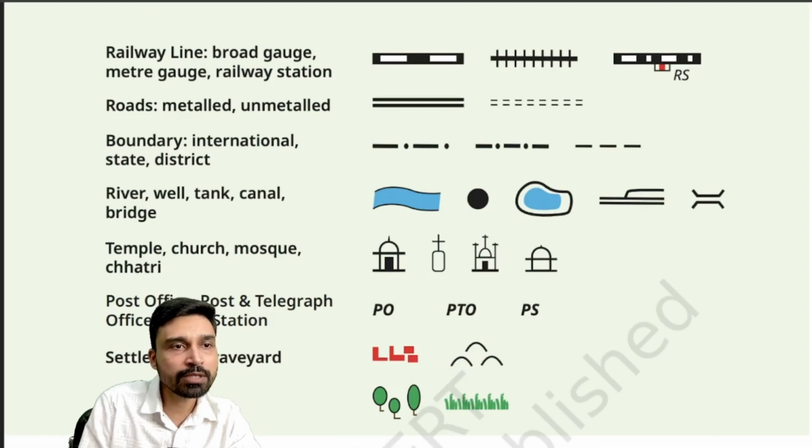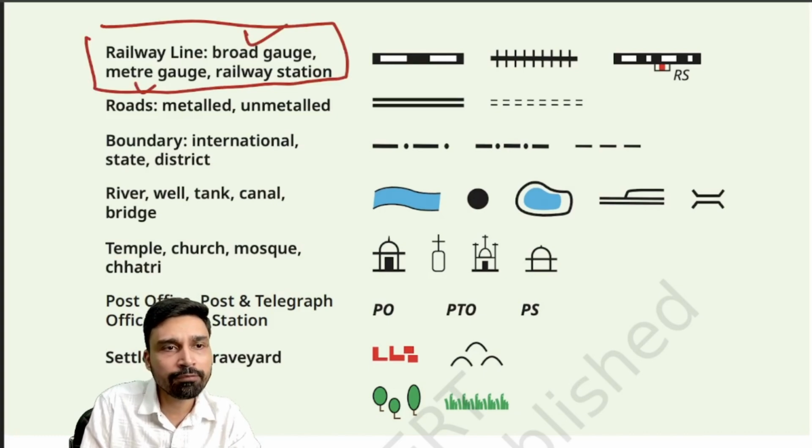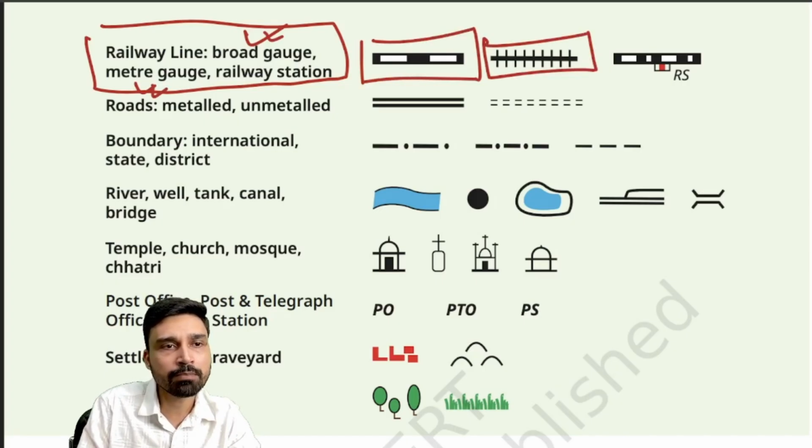So, the first symbol, as you can see, represents the railway lines. These are different types of railway lines based on their width. We have two types of main railway lines that we are using. One is broad gauge, the other is meter gauge. So, this we can say is a broad gauge. Then we have the meter gauge symbol. And if a railway station is located along the railway line, this is represented by a symbol: the railway line along with a kind of rectangle with a red dot in the central point.